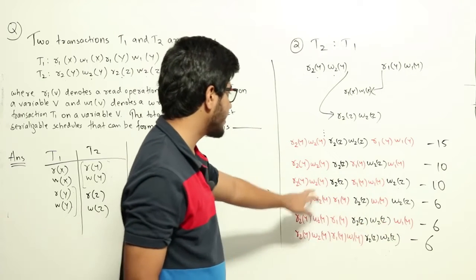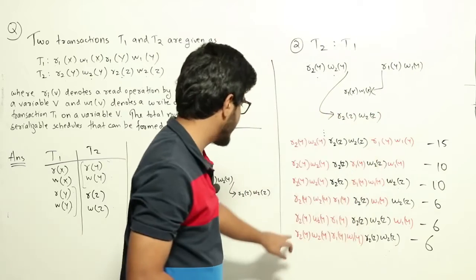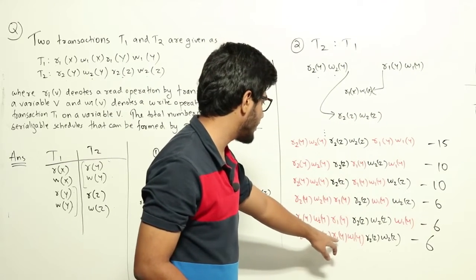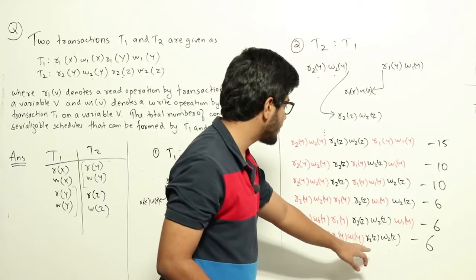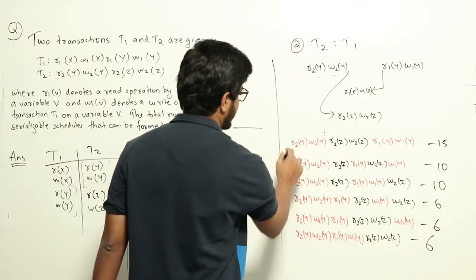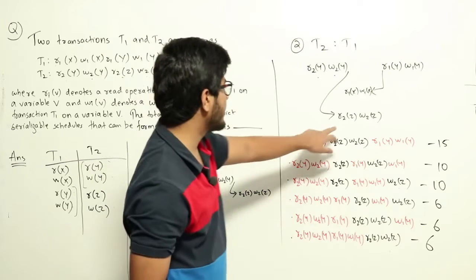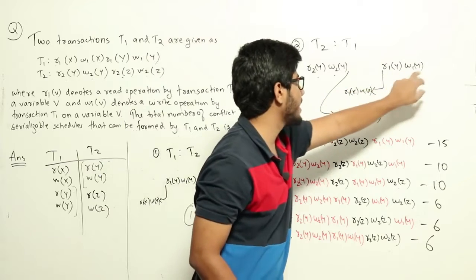And the final way of doing it is both of these I assign to this gap, meaning read 2 of y, write 2 of y, read 1 of y, write 1 of y, and after that I assign read 2 of z and write 2 of z. So these are the 6 ways in which I can assign these two in these 3 gaps.